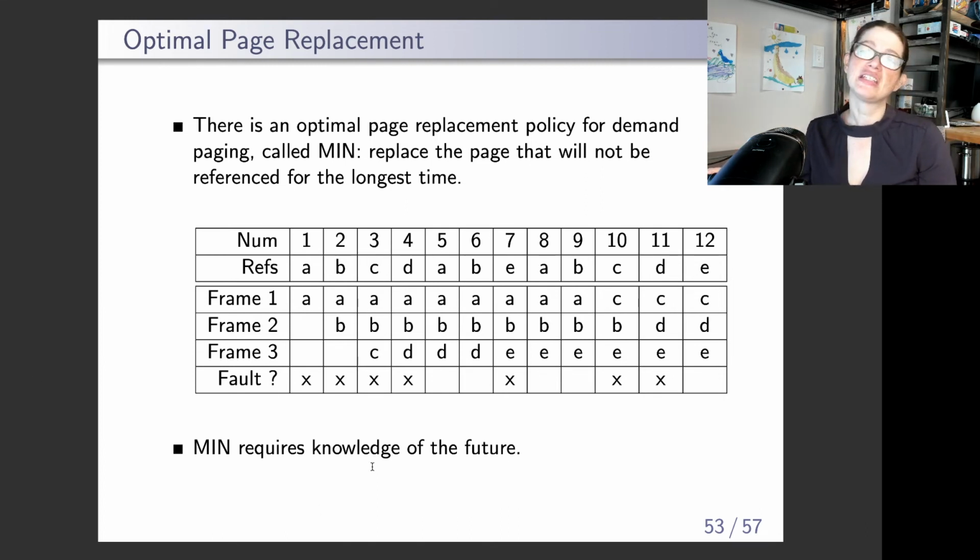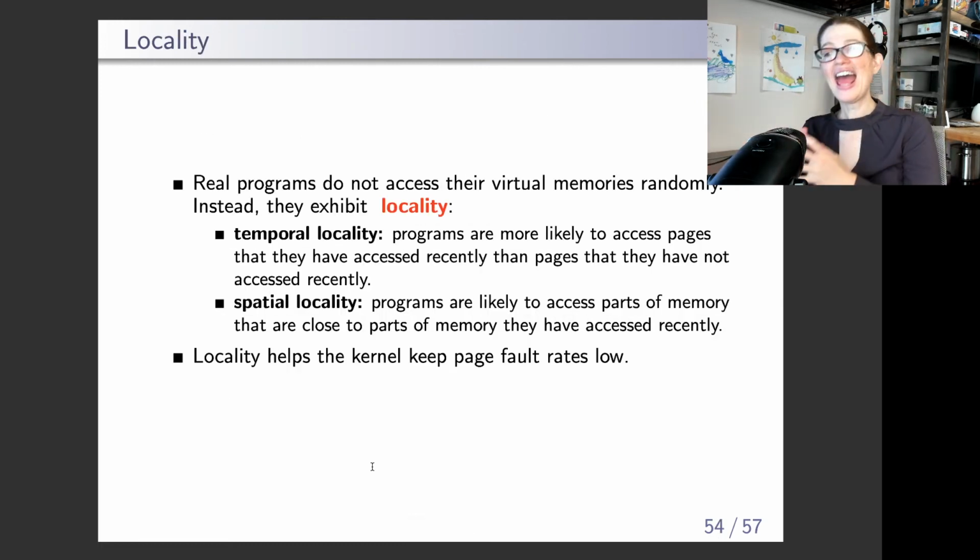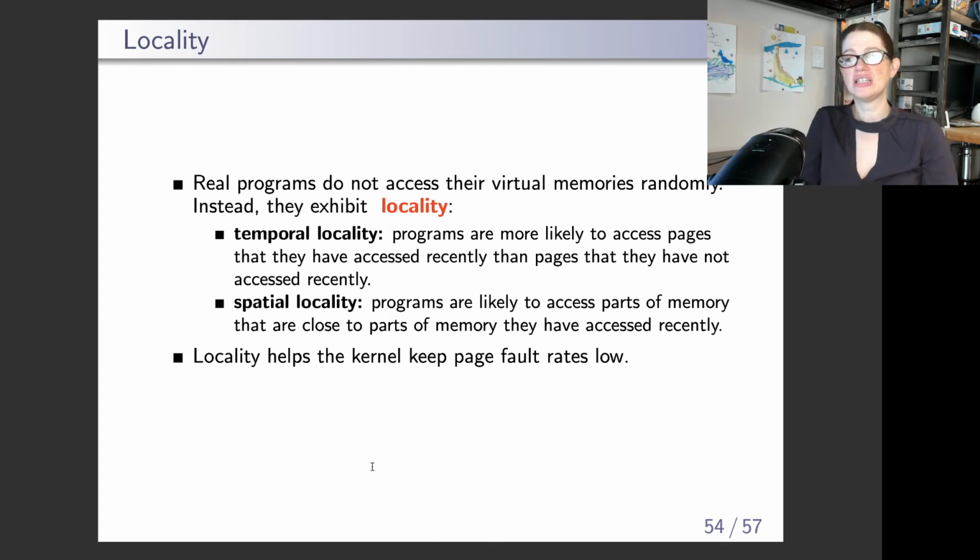So we can't implement this. It's impossible. But we can estimate it. We can make some predictions using this concept of locality, which we've kind of talked about before. So there are two kinds of locality: temporal locality and spatial locality.